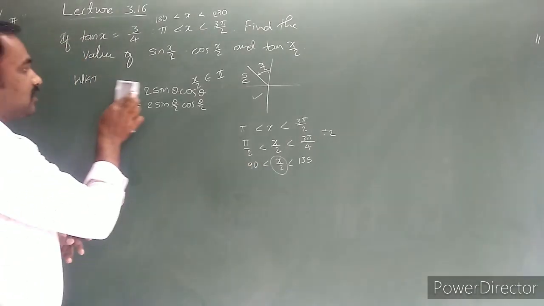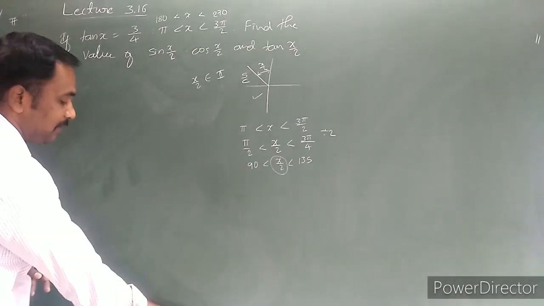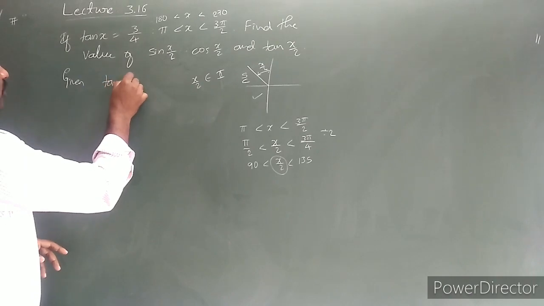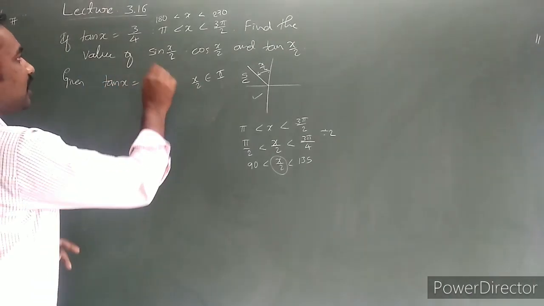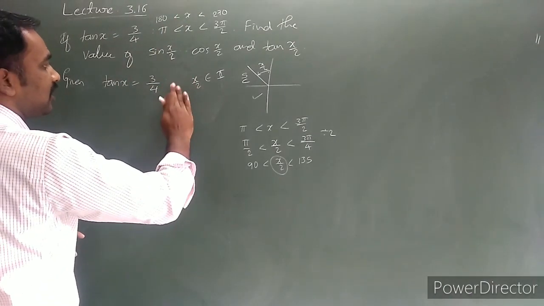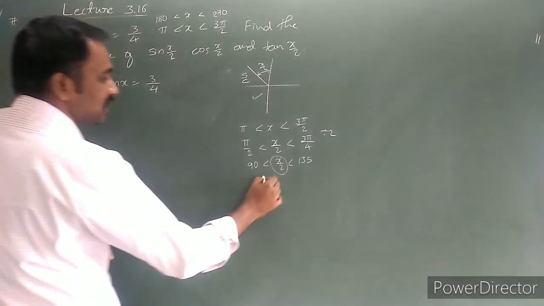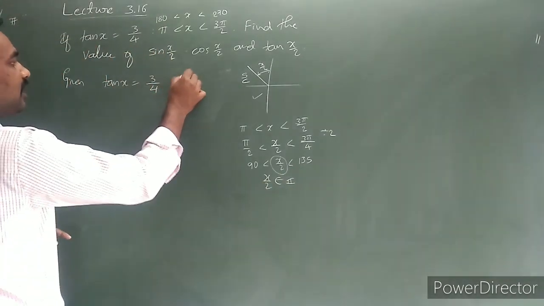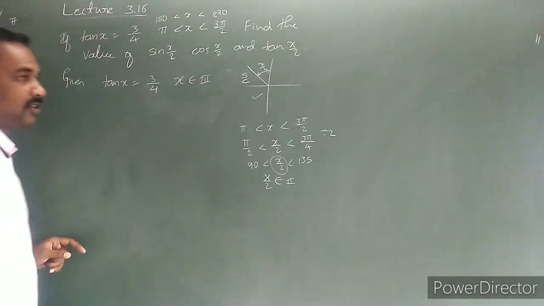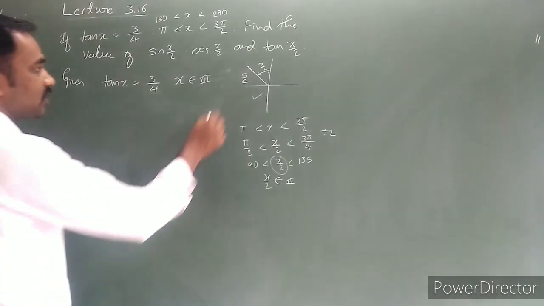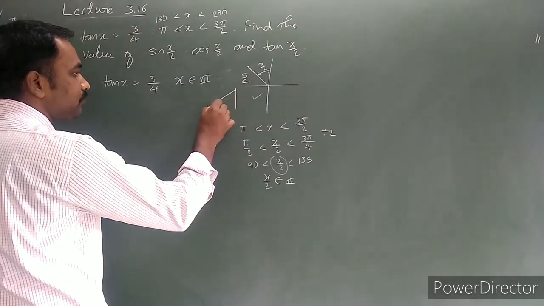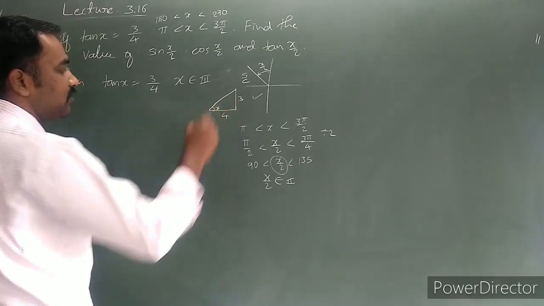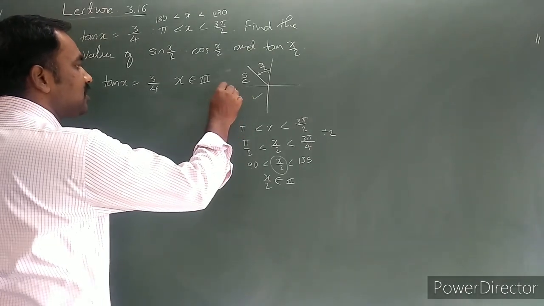First of all, write the given thing properly. So what is given? Tan of x is given. X by 2 belongs to the second quadrant. Here, x belongs to which quadrant? Third quadrant. From this, suppose this is the angle x, tan is nothing but opposite divided by adjacent, and the hypotenuse side is 5.